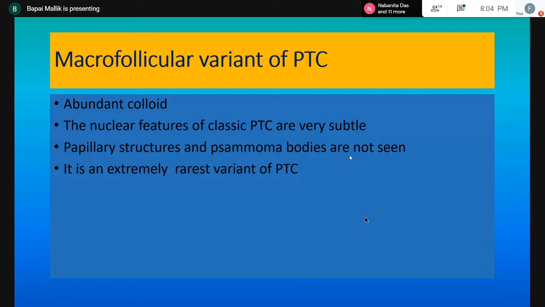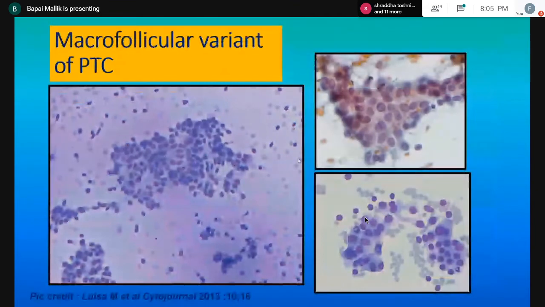And when you go on the higher magnification, you are going to find some features of papillary thyroid carcinoma, but they can actually be very, very subtle, making things very difficult. Papillary structures and stromal bodies are not seen. Fortunately, this is one of the rarest variants of papillary thyroid carcinoma. One of the earliest cases of the macrofollicular variant was actually reported from here in Kuwait by Dr. I.S. Hajjasser and I think Dr. Waiki.